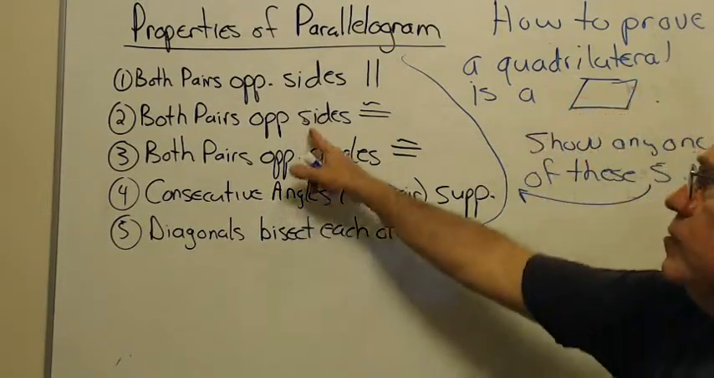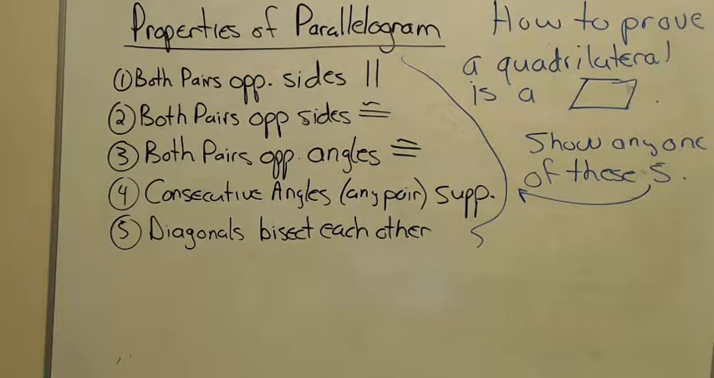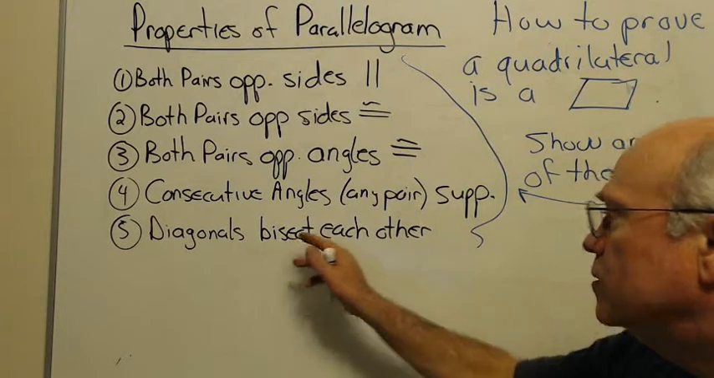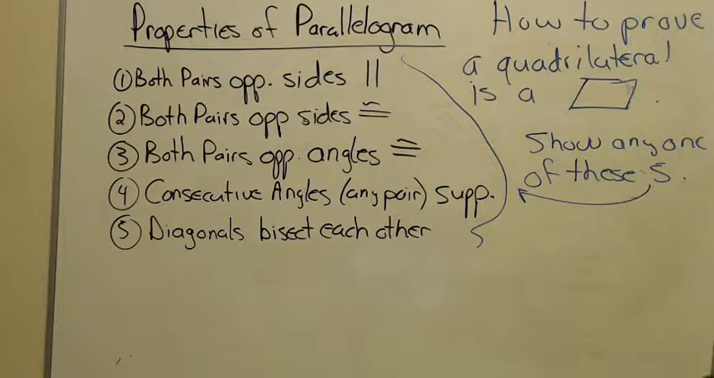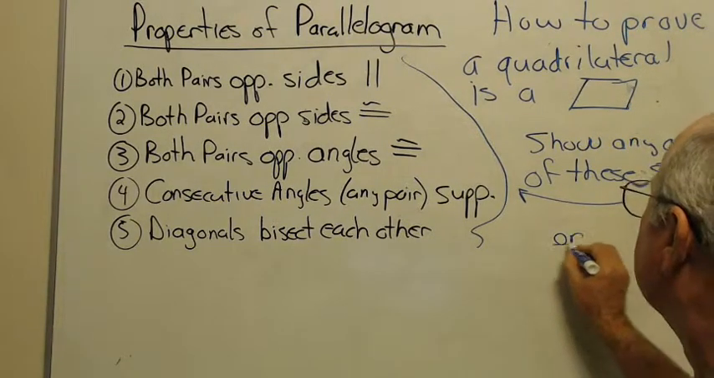any of them, if you can show that both pairs of opposite sides are congruent, you've proven you got a parallelogram. If you've shown that the diagonals bisect each other, you've shown you've got a parallelogram. So if any one of those 5 is true, you've proven you've got a parallelogram, or we've got one more.